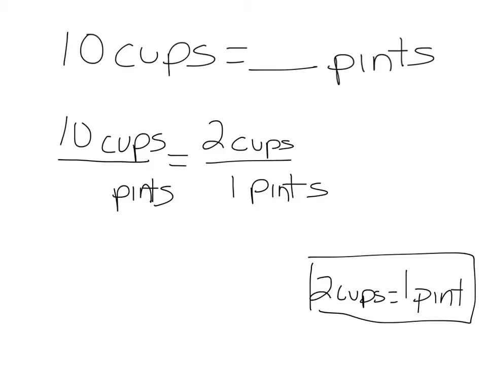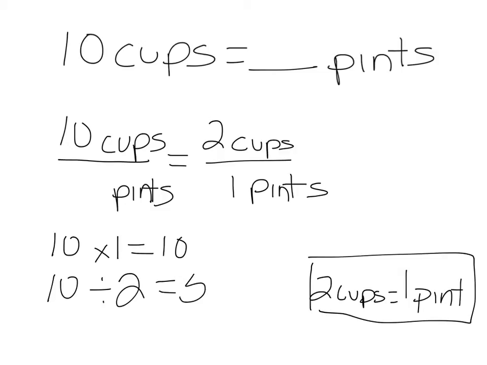So I'm going to cross multiply on this one, and I'm going to say 10 times 1 equals 10, and then I'm going to divide 10 by 2, which equals 5, and that is going to go right here at 5 pints.